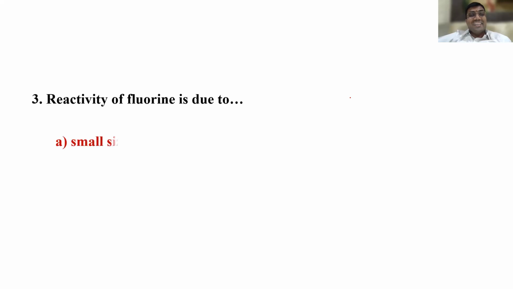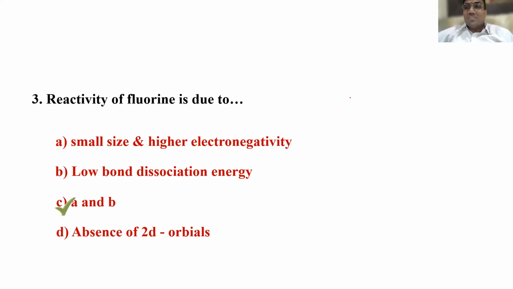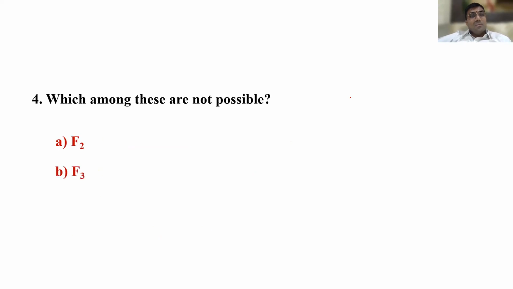See, the question is there. What is the answer? Options A and B. So small size, high electronegativity, and low bond dissociation energy. Are you following? Everything you have to opt. That's why you should be wise. Electronegativity leads to weak bond length, and weak bond length leads to more dissociation energy also. Of course, you have to see the question properly, like how interelectronic repulsion is asked. Next, which among the following is not possible?